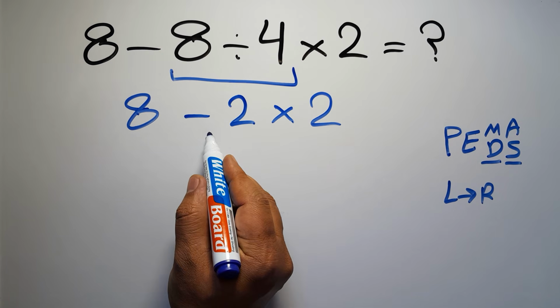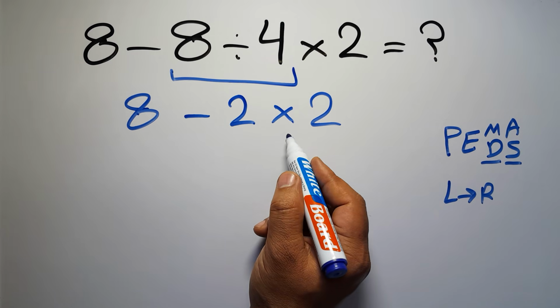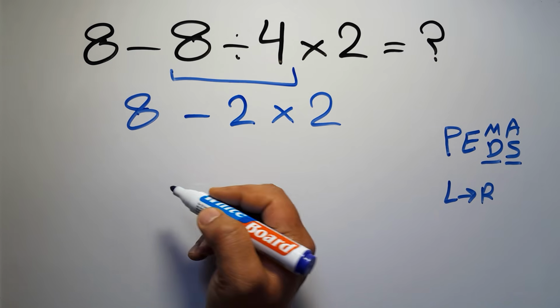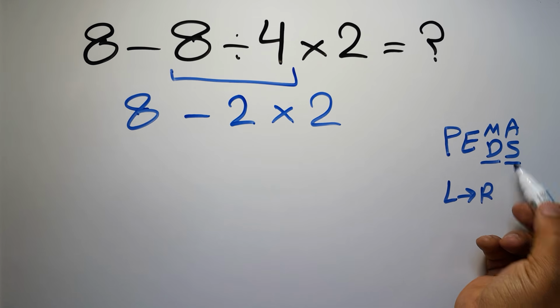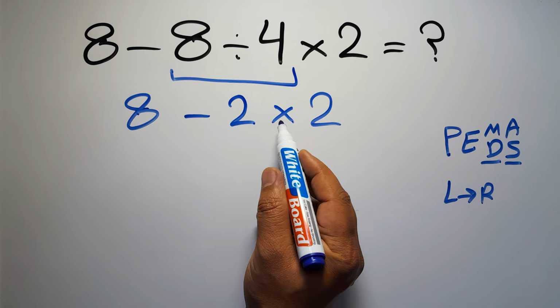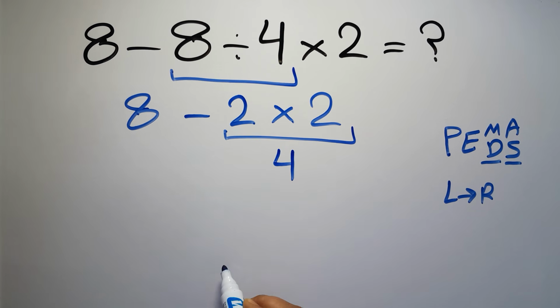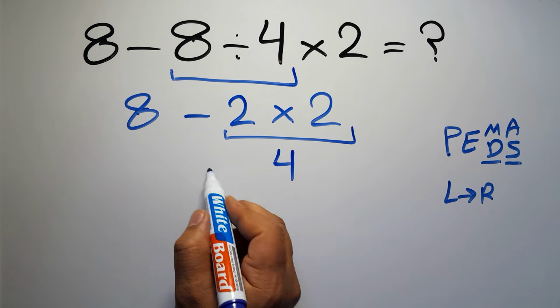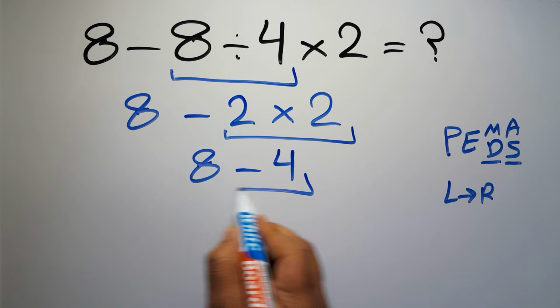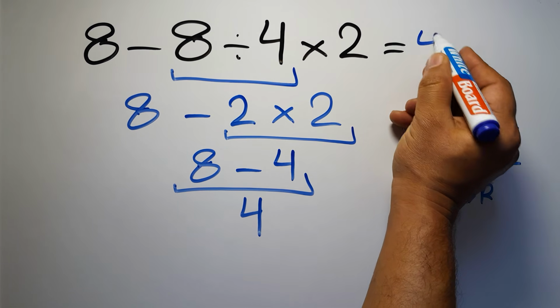Now we have one subtraction and one multiplication. According to the PEMDAS, multiplication has higher priority than subtraction, because multiplication comes before subtraction. So here first we have to do this multiplication. 2 times 2 gives us 4. So 8 minus 4, which equals 4. And this is our final answer to this problem. The correct answer is 4.